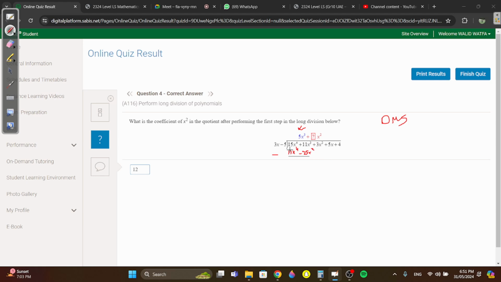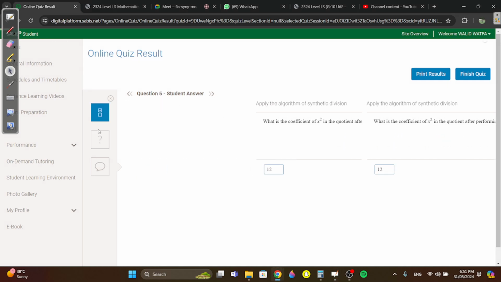15x to the power of 4 minus 15x to the power of 4 is 0. 11 minus 25 is 36x to the 3. Take 3 down. Now we continue. Divide again. 36x to the power of 3 divided by 3x is 12x to the power of 2. And they already gave us the x squared. They just want the coefficient. It's going to be 12.